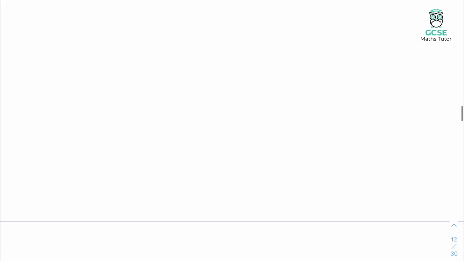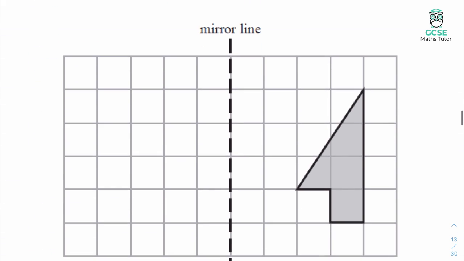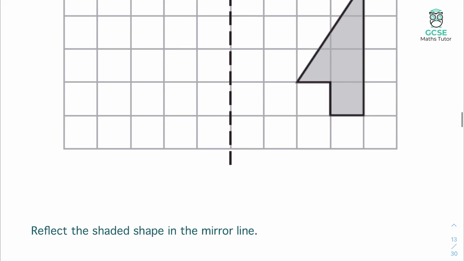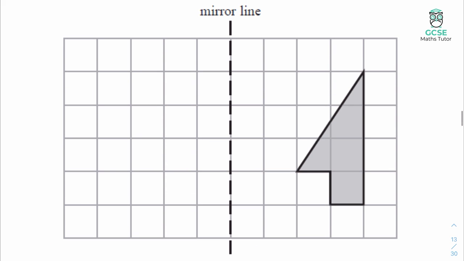Okay, on to our next question. So we are doing a reflection here. So reflect the shape in the mirror line. So let's pick each corner. So here we go, 2 squares away from the mirror line. This one here is 4 away, so that's going to go there. And count these very carefully. This one's 3 away, so that's going to go there. This corner is 1 more square away, so that's there. Let's see, how close are we? Up to there. Bring this down. Join it all together. And there we go.